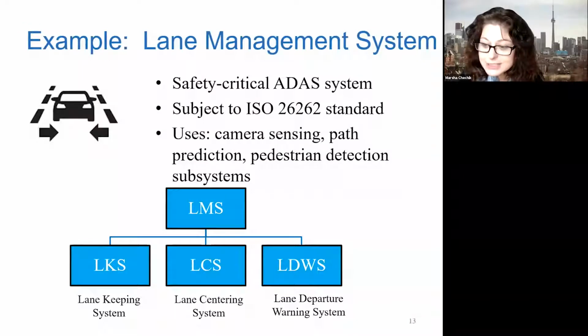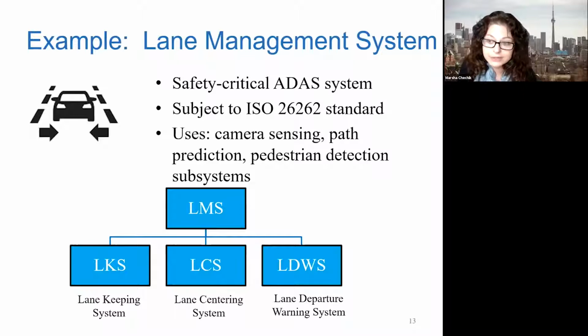So this system is the lane management system. I am assuming most of you either have cars or have driven cars, and at least modern cars these days have this notion of the lane management system. It is a safety critical driver assistance system. It is subject to the ISO 26262 standard, and it uses a variety of sensors for the goal of doing the lane keeping, that keeps the vehicle within the lane markings, the lane centering, which centers the vehicle in the middle of the lane, or the lane departure, that signals when the driver leaves the lane, and then the system decides that this is unintentional and the driver should be alerted.